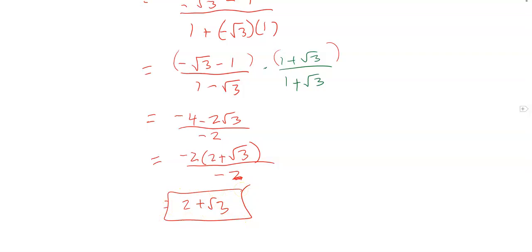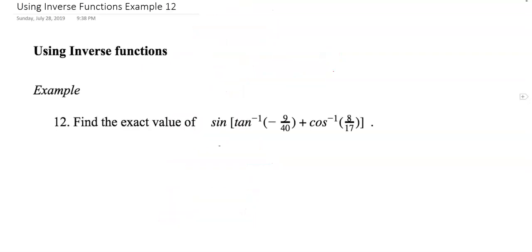Very nice. Okay, let's talk about using inverse functions. Use inverse functions to find the exact value of sine of tan inverse negative 9/40 plus cosine inverse of 8/17. Now remember what we know about inverse functions: an inverse function is an angle.